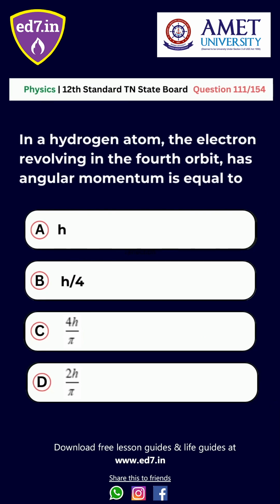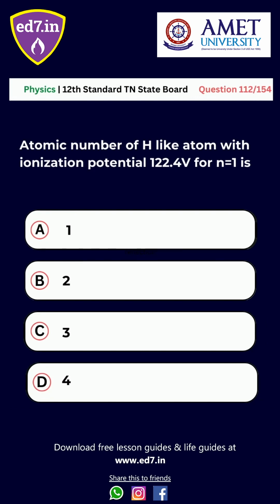Question number 111. In a hydrogen atom, the electron revolving in the fourth orbit has angular momentum equal to: option A h, B h by 4, C 4h by pi, D 2h by pi. The right answer is option D, 2h by pi. Question number 112. Atomic number of H like atom with ionization potential 122.4 V for n equal to 1 is: option A 1, B 2, C 3, D 4. The right answer is option C, 3.